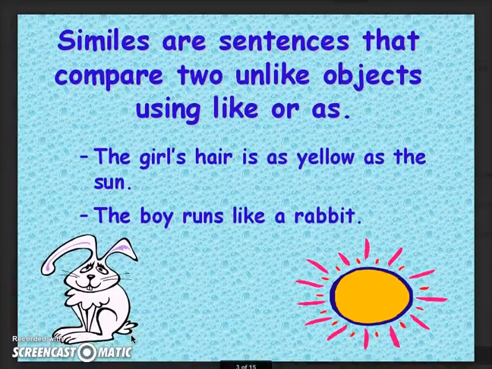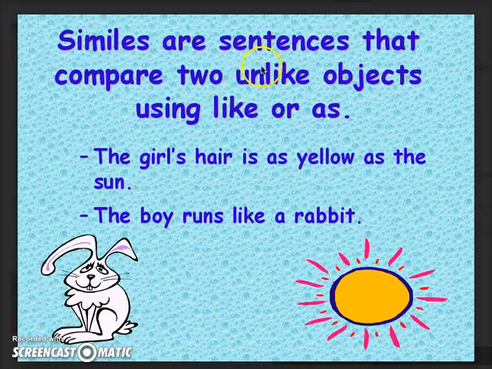Let's first talk about similes. Similes are sentences that compare two unlike objects using the words like or as. Here are some examples. The girl's hair is as yellow as the sun. The boy runs like a rabbit. So when the girl's hair is as yellow as the sun, we're just saying probably that the girl has hair that's a real pretty blonde color. And then in the boy runs like a rabbit, we're saying that the boy probably runs really, really fast.